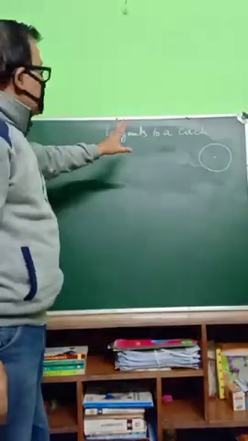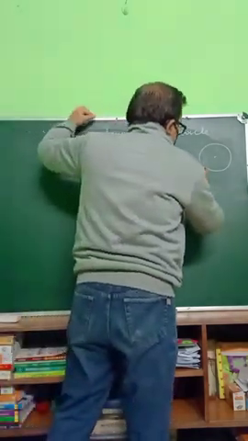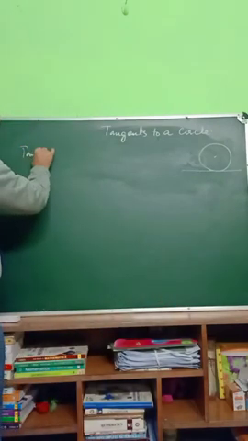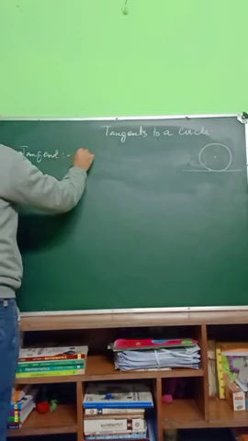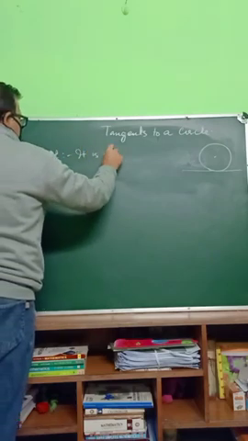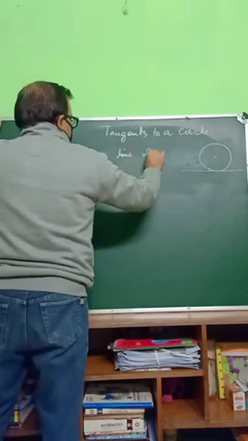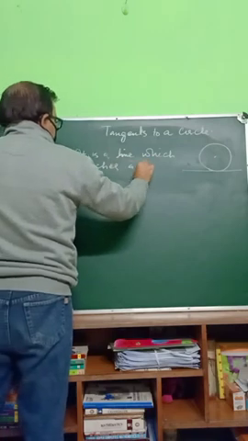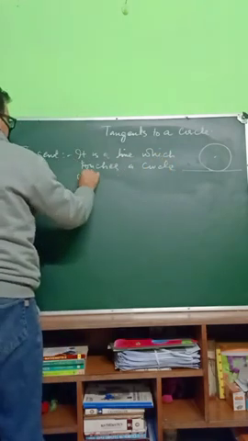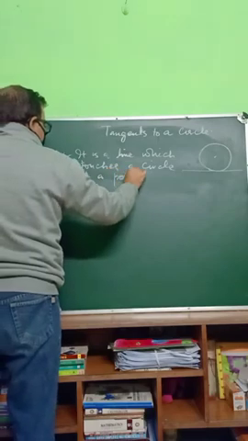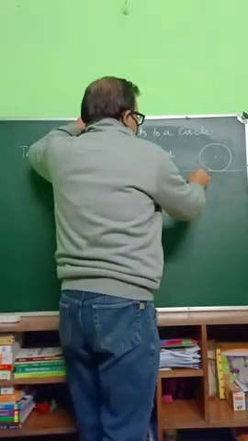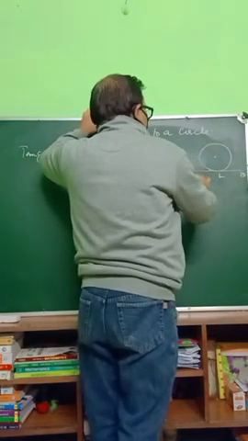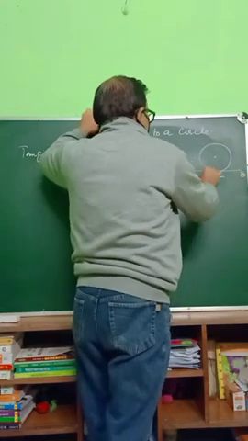Now what is a tangent? A tangent is a line which touches a circle externally at one point. This is A, this is L, this is B. AL or BL, or you can say ALB, is the required tangent to this circle.